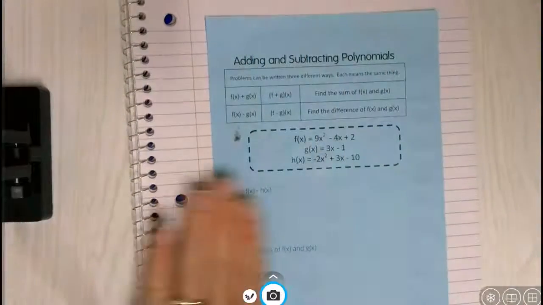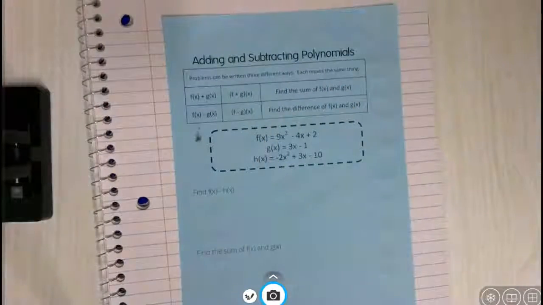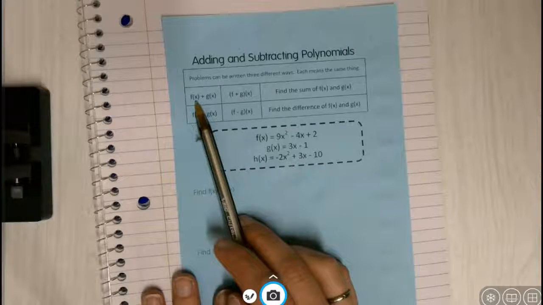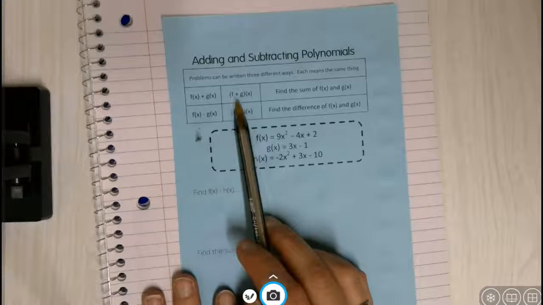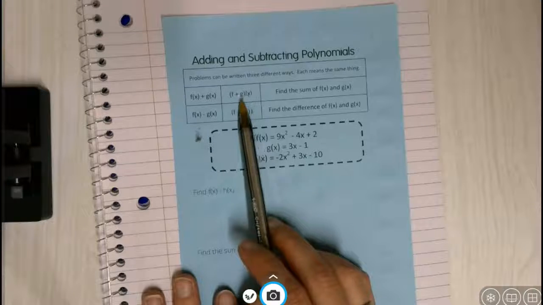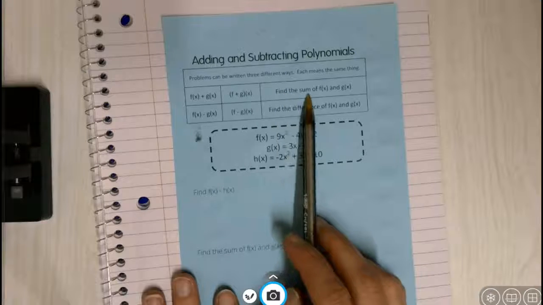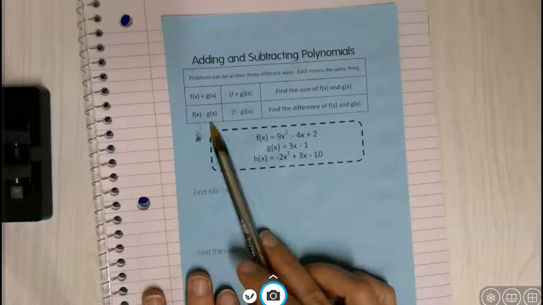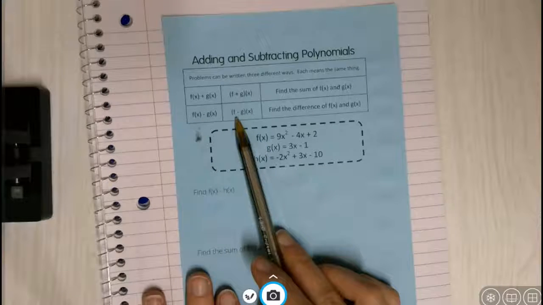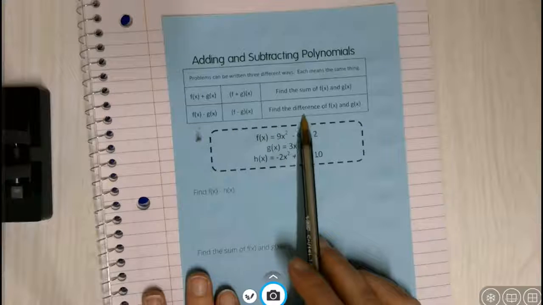Okay? So the first thing we need to know is that these problems can be written in different ways. We can see f of x, remember our function notation, f of x plus g of x. We can also see them written this way as f plus g of x, or we can see words, find the sum. All three of those things mean we're adding. And similar with subtracting, we can show it this way. We can see the subtracting in our parentheses, or we can find the difference.